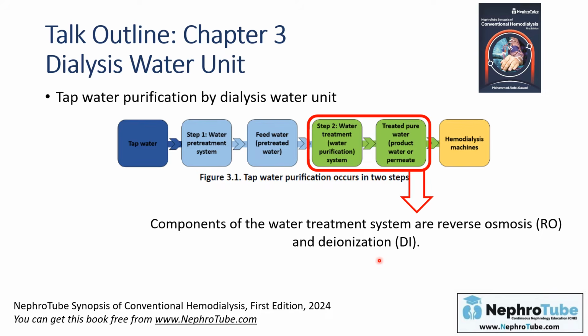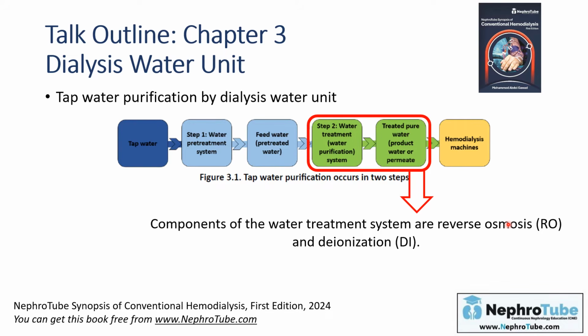Actually, the deionization system is rarely used as an alternative to reverse osmosis. Theoretically, it can be used instead of reverse osmosis. We can use reverse osmosis or deionization, but in practice it is rarely used alone, and I will mention later why. But usually deionization is used in conjunction with reverse osmosis. It can be used after the reverse osmosis for more purification of the water.